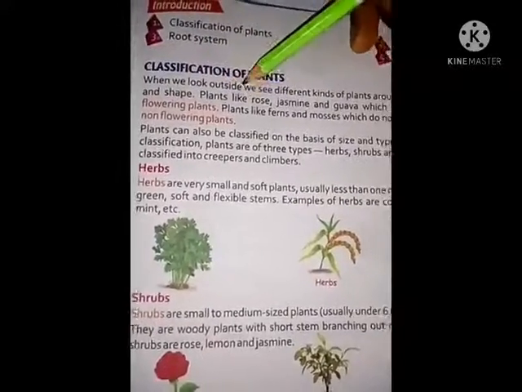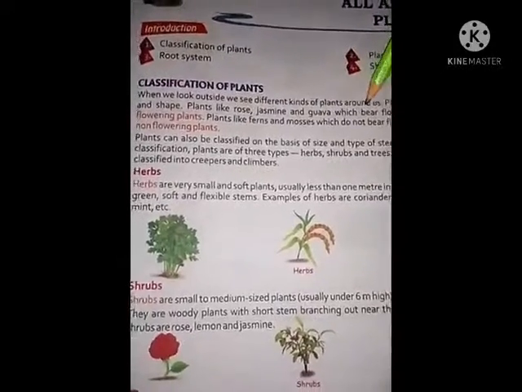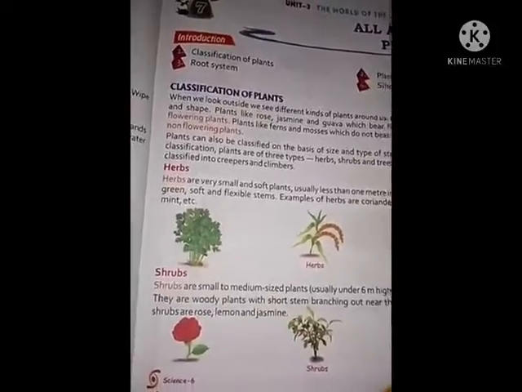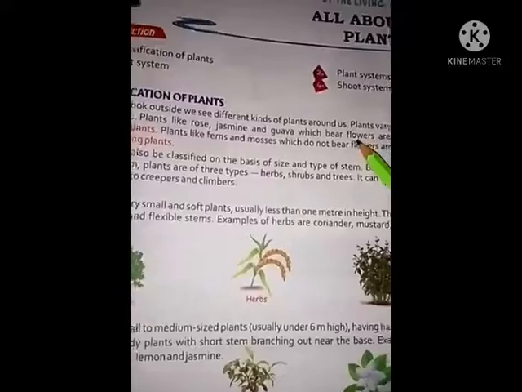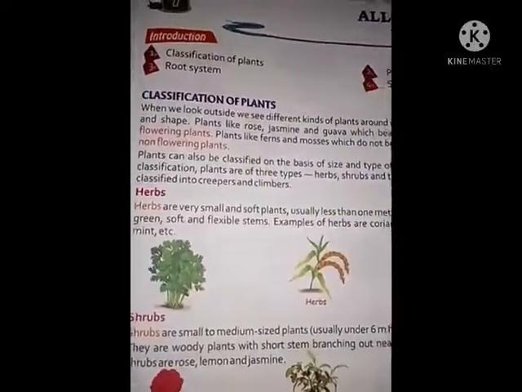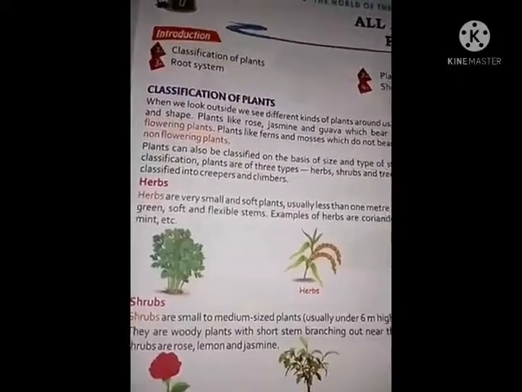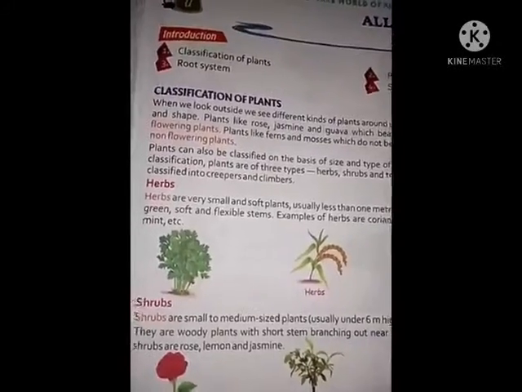When we look outside, we see different kinds of plants around us. So if we look at our surroundings, we see many types of plants, many kinds of plants. Plants vary in size and shape. Some plants are very tall, some are very short. They are different in their shape and sizes.